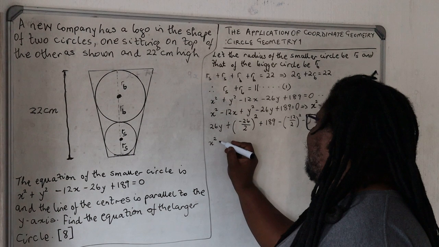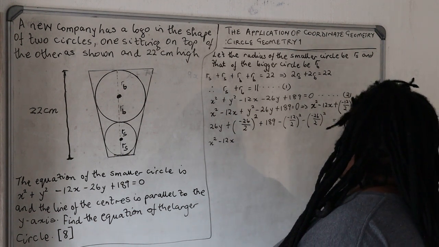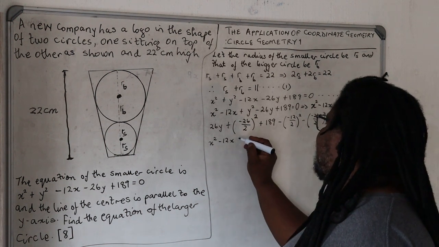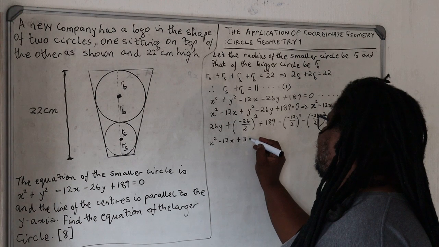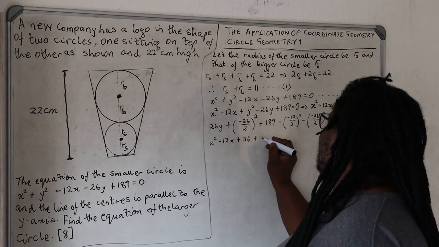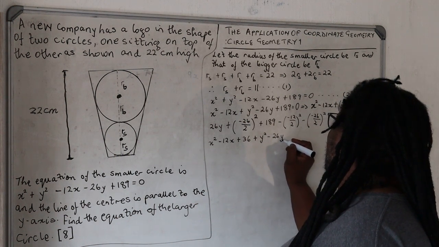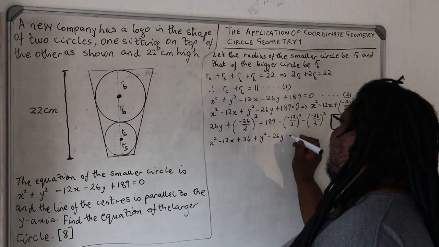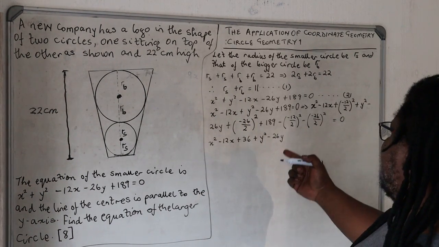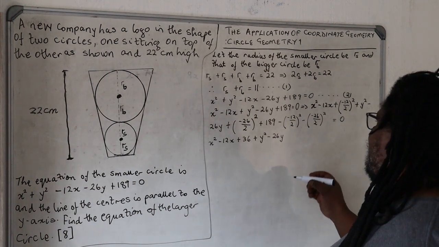x squared minus 12x, and minus 12 divided by 2 is minus 6 squared plus 36, plus y squared minus 26y, and the minus 26 divided by 2 is minus 13. Minus 13 squared is equal to plus 169.